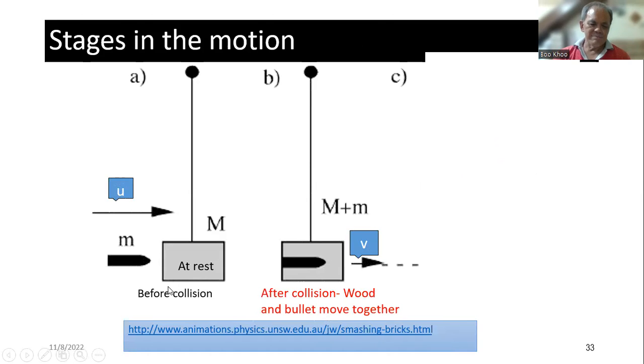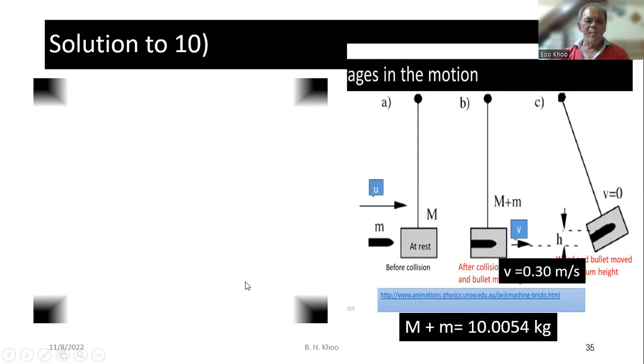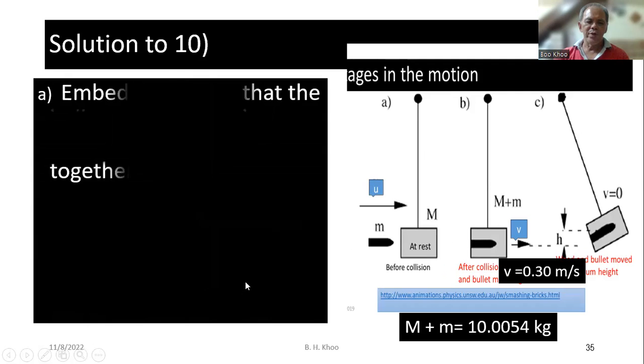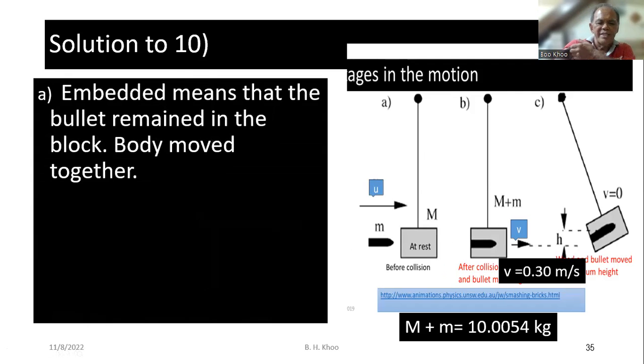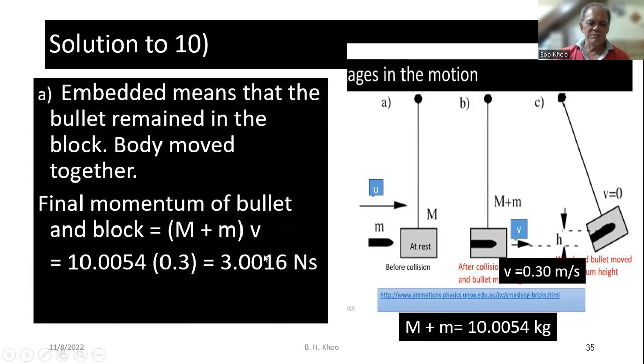Now the stages. First, the bullet goes in, and you move with velocity v, and after that, it swings to a height h, to an angle where the final kinetic energy or velocity is 0. Embedded means that the bullet remains in the block. Bodies move together. Final momentum is the total mass, mass of the block plus mass of bullet, times the velocity of the block and bullet. Put in your value, 0.3.